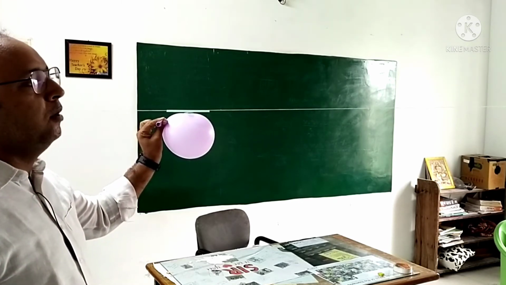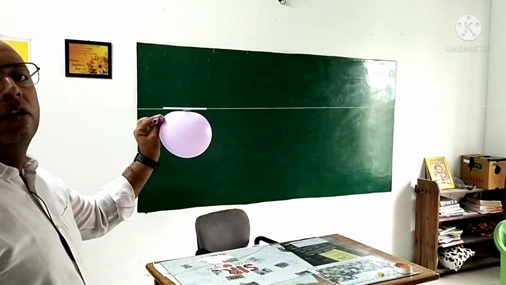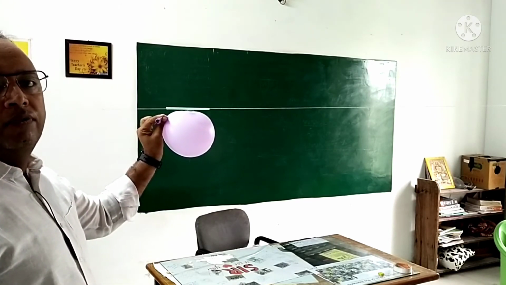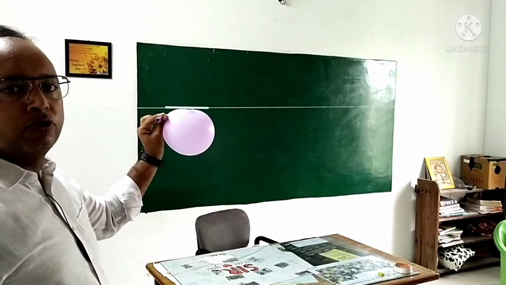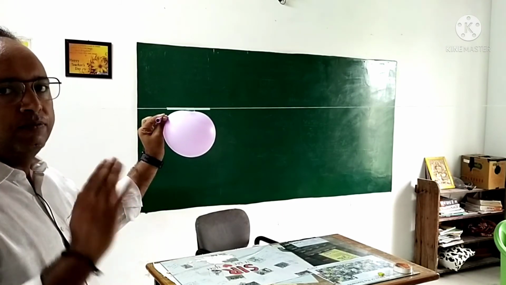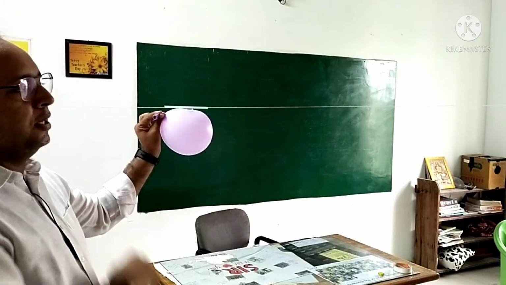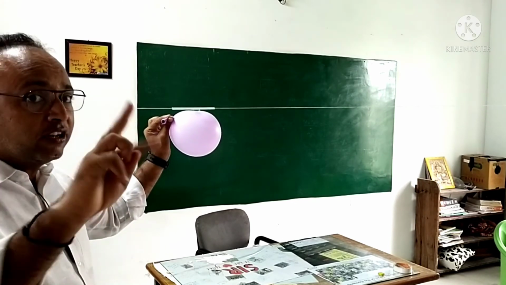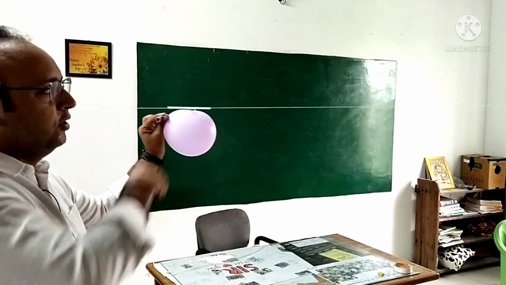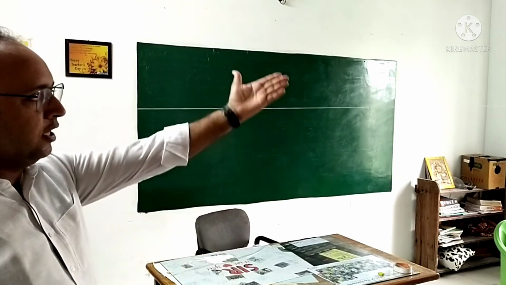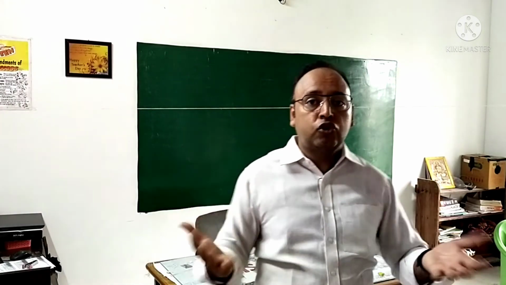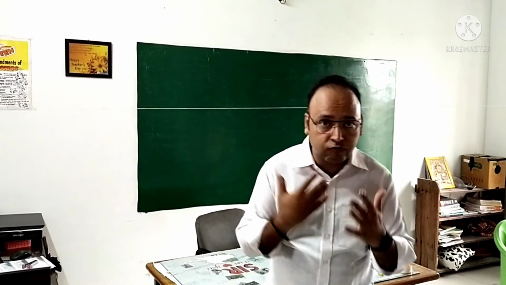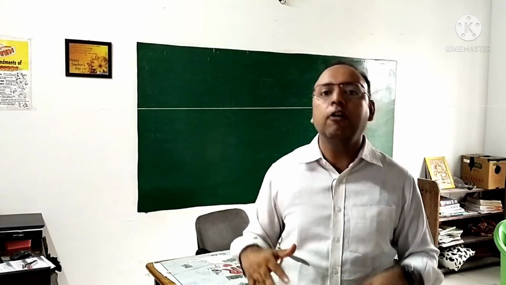When I release the balloon, the air will apply force in the backward direction. Air will come out in this direction and the balloon will be pushed in the opposite direction. So this is the air present outside and the air present inside the balloon. Action and reaction are equal and opposite, and due to this the balloon is moving forward. You can see that. So this is a very simple demonstration to show Newton's first, second and third laws.